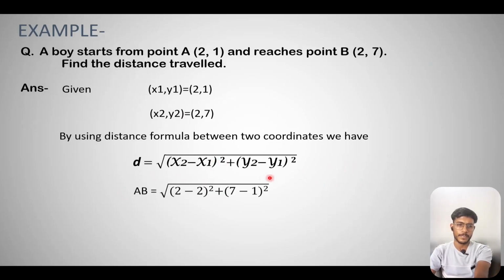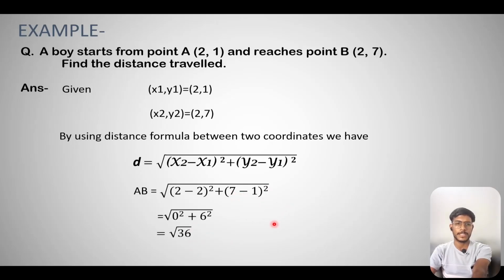So what do we get? We get AB equal to root of 2 minus 2 square plus 7 minus 1 square. Why? The value of x2 is 2, and the value of x1 is also 2. The value of y2 is 7 and y1 is 1. After solving it, we get root over of 0 square plus 6 square. Then it will be root 36.